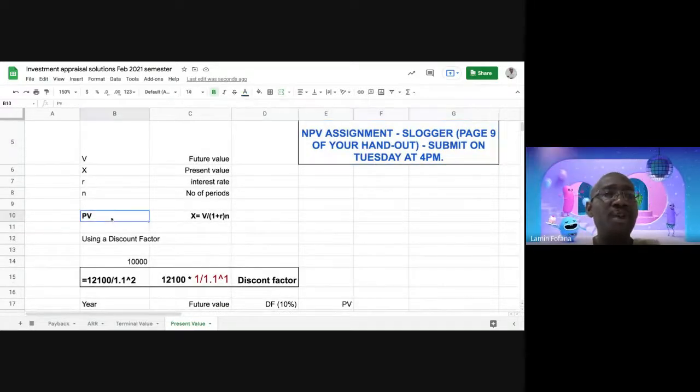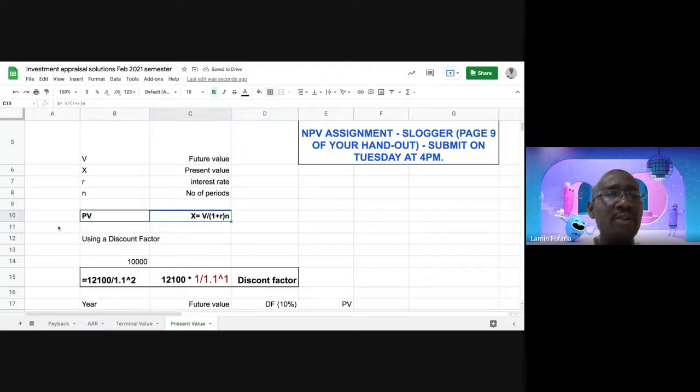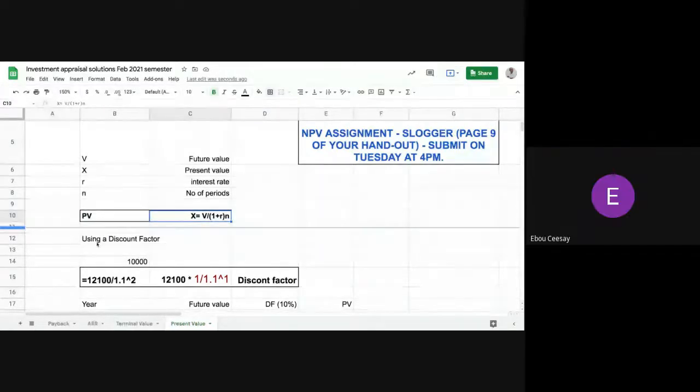Okay, this formula for the present value, yes. Is it the correct formula? Yes, it's the correct formula. Okay, I just wanted to confirm. Thank you.